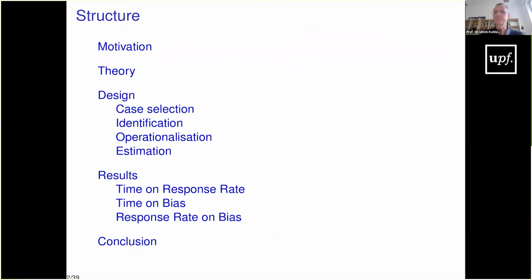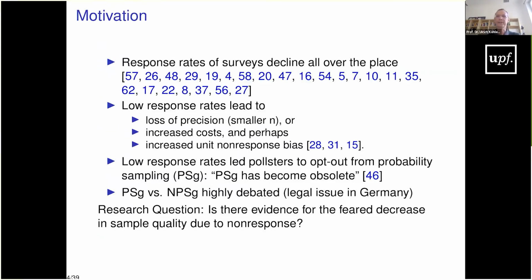So here's the structure of my presentation. I would first like to motivate the research question a little bit. Then I will provide some theoretical background, and this theoretical background will inform our design concerning case selection, identification of causal effects, operationalization of the key concepts, and estimation strategy. Then I will present the most important results of all that. And finally, the conclusion concludes. So let me start with the motivation.